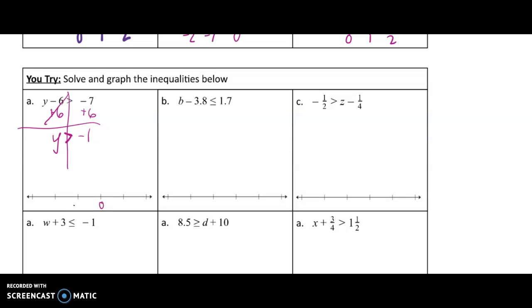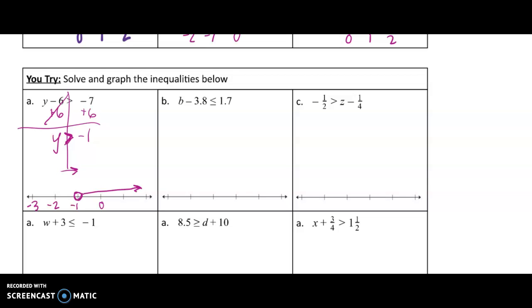So I am going to put a -1 on the number line. Our variable is already on the left, so that's telling us that this inequality is pointing in the direction we need to go. So our inequality is going to go to the right. So I'm going to do an open circle at -1 because it does not include -1. And then it's everything that is larger than -1 or greater than, so it goes to the right.